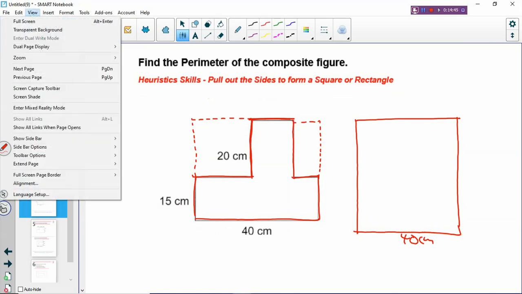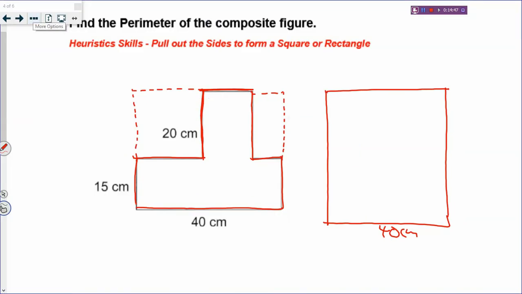And how about the others? How about this side here? This side will be 15 plus another 20, so this side will be 35 cm, right? And opposite sides are the same. So 40 cm, and here also 35 cm.